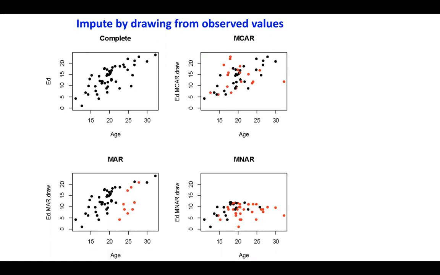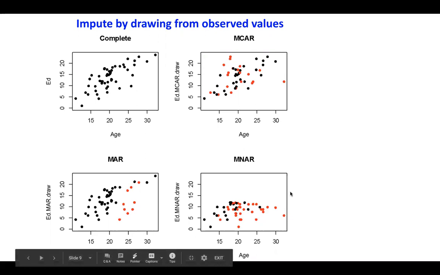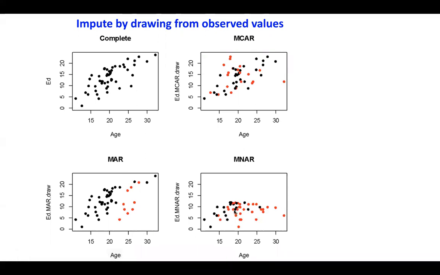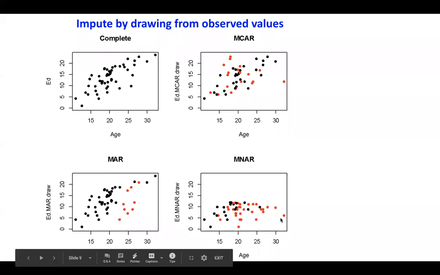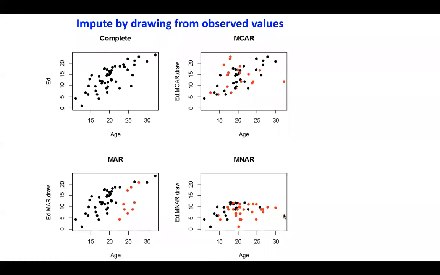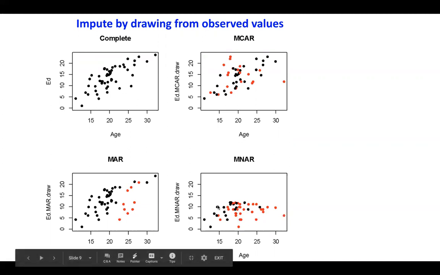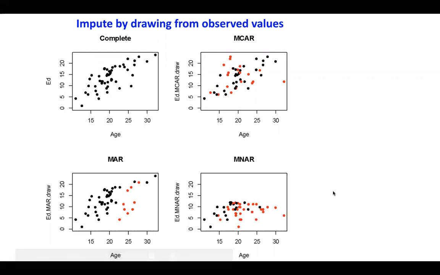And then missing not at random, we continue to just fail terribly, right? So I'm going to take all of the black dots that we did observe, put them in a box, and then for each person whose education was missing, I'm going to draw from those values. The problem is I didn't actually have any education values over 13, so it's impossible to draw realistic education values for these people who are older. So if I have missing not at random, once again, this strategy does not work.